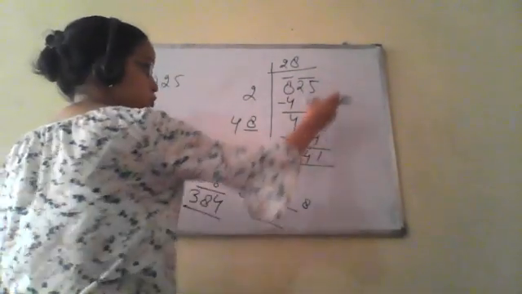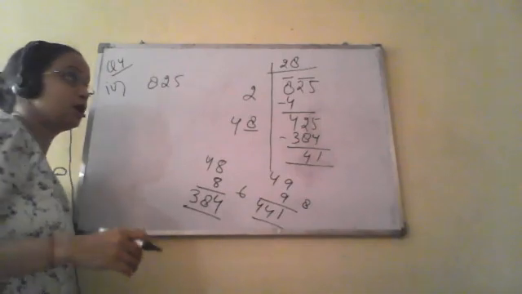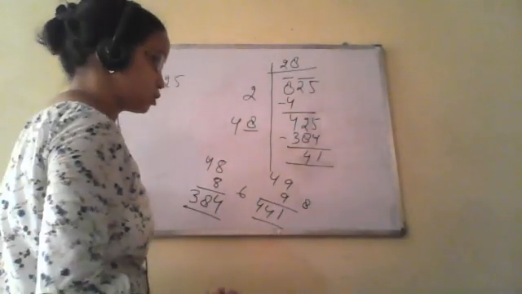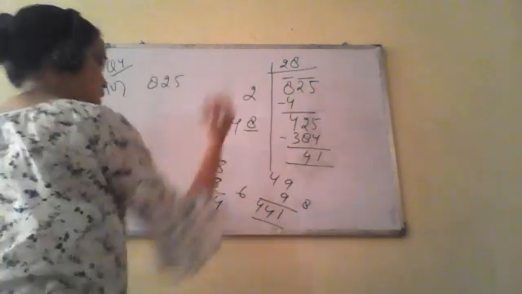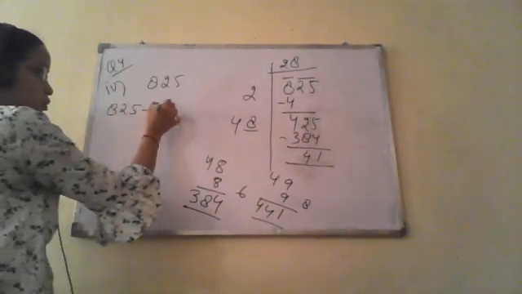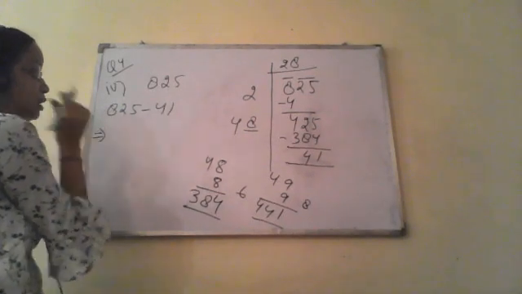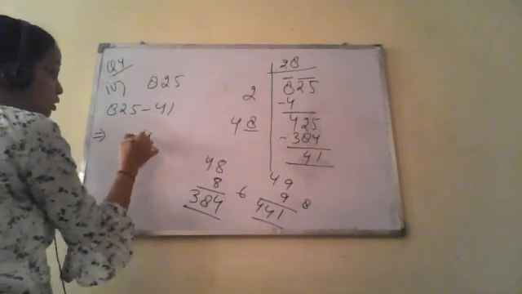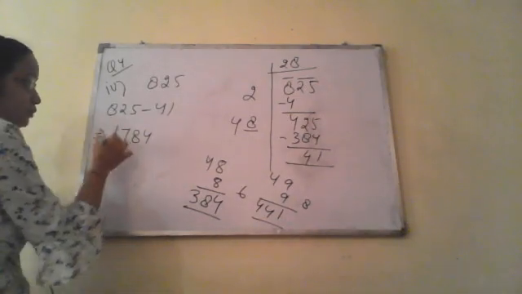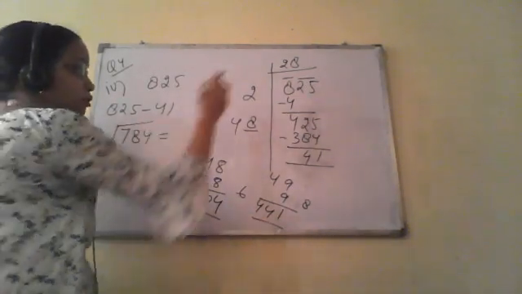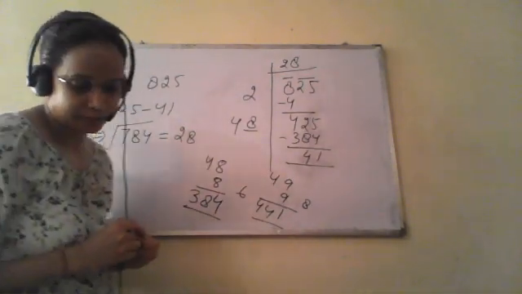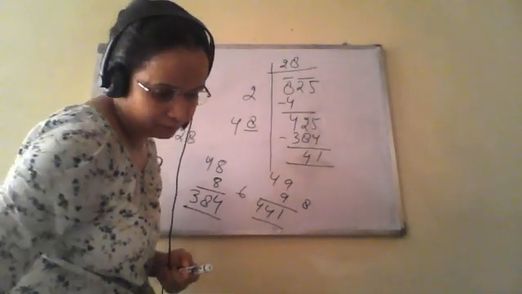If we subtract this 41 from this number 825, we will get a number which will be a perfect square, and 28 will be the square root of that number. So it is 825 minus 41, we will get 784. Yes, and the square root of 784 will be 28. Fine.